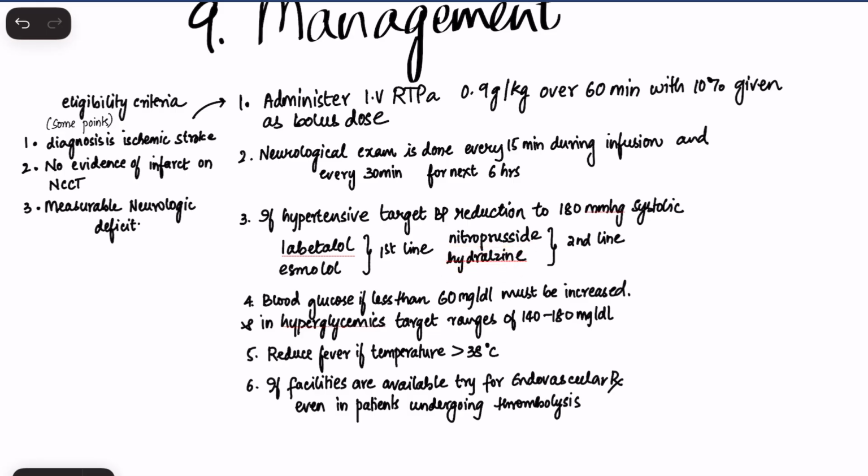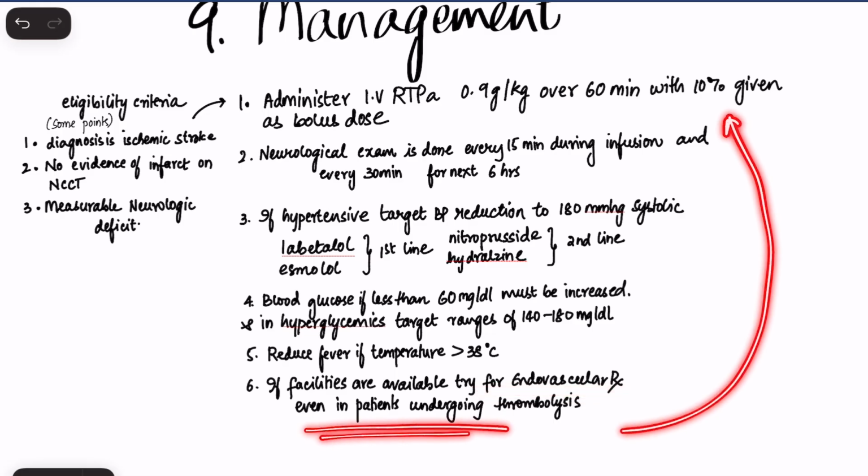Now, if the blood glucose is less than 60 mg per deciliter, it must be increased by giving glucose infusions. And in a hyperglycemic patient, target ranges of around 140 to 180 milligram per deciliter. Right. Keeping the glucose mildly above could mean that extra glucose going to the brain can help. Reduce the fever using paracetamol if the temperature increases greater than 38 degrees centigrade. And if facilities are available, try for endovascular therapy even in patients undergoing the above thrombolysis.